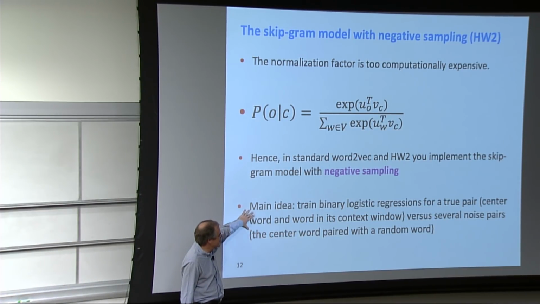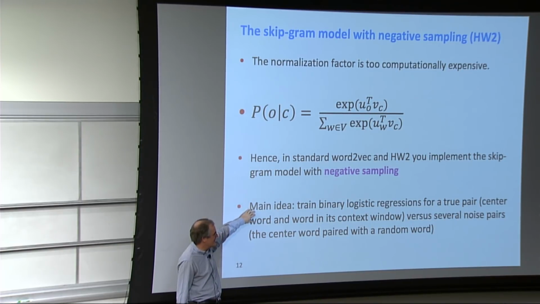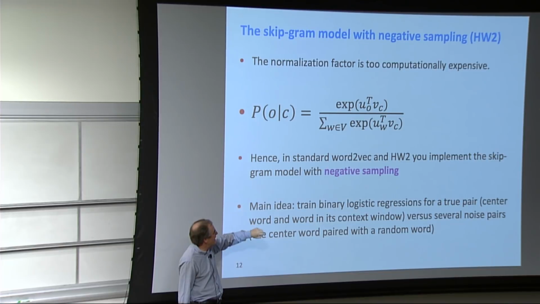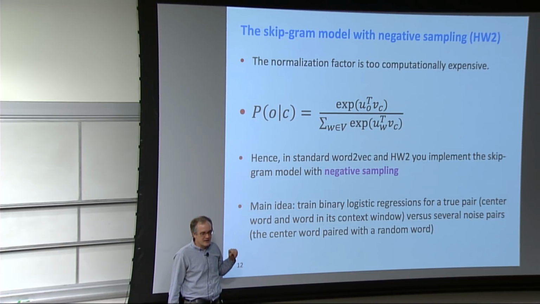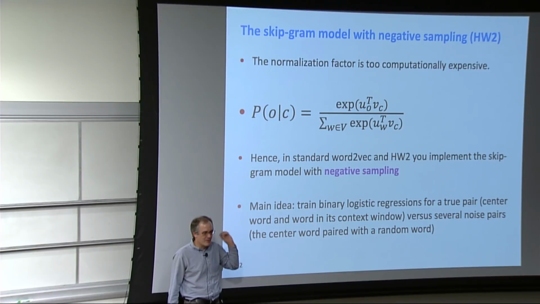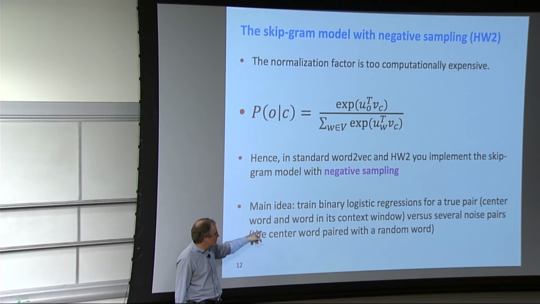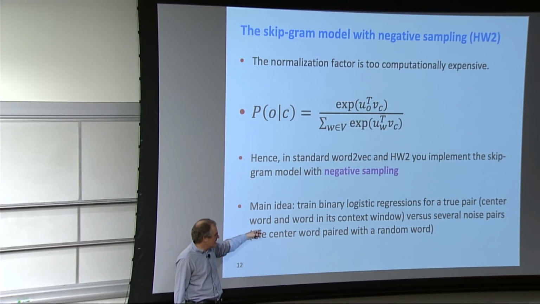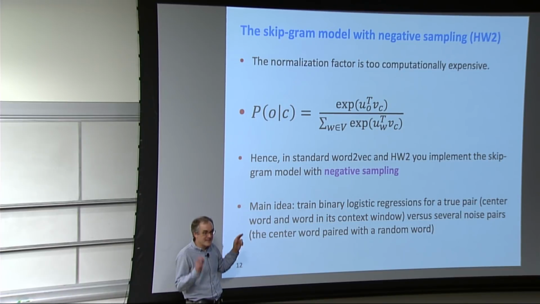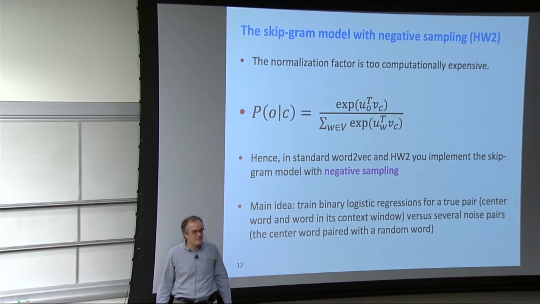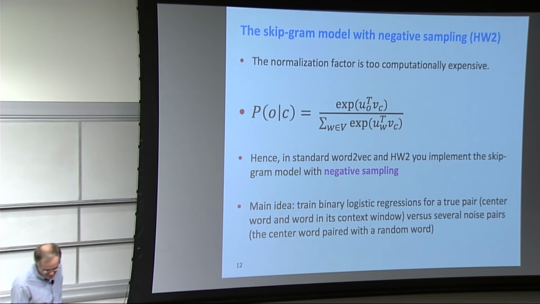The idea of negative sampling is that we're going to train binary logistic regressions instead. We train one binary logistic regression for the actual word observed, what's in the numerator, and you want to give high probability to the word that was actually observed. Then we randomly sample a bunch of other words, the negative samples, and say they weren't the ones that were actually seen, so you should be trying to give them as low a probability as possible.